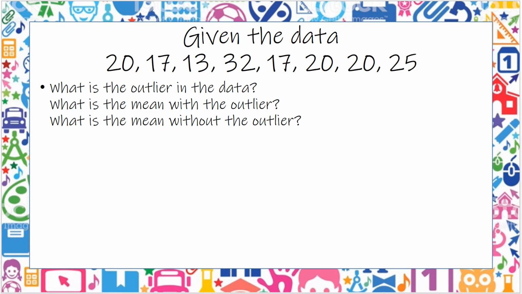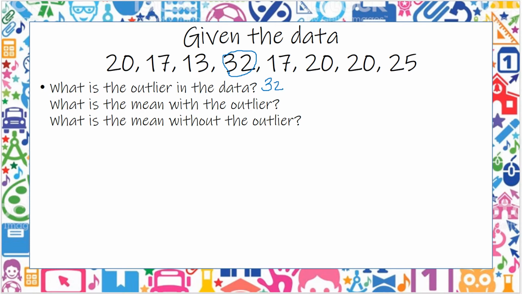Given this data, what is the outlier in the data? Then find the mean with the outlier and the mean without the outlier. The first thing we're going to do is look and see which one does not fit in our data. We've got 20, 17, 13, 32, 17, 20, 20, and 25. I would say the outlier is this 32. It is the highest, and it is more than 7 away. So I'm going to say 32 is the outlier.